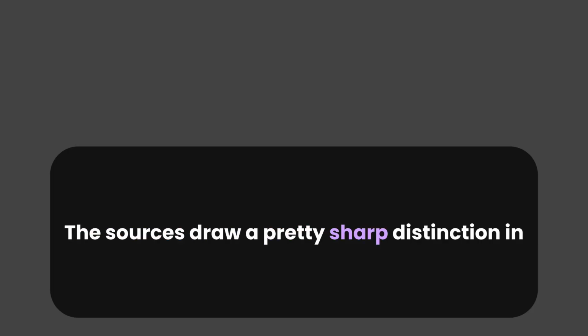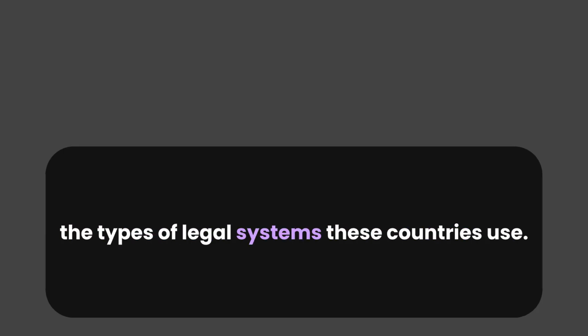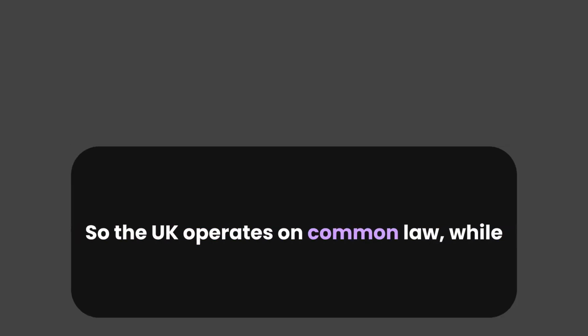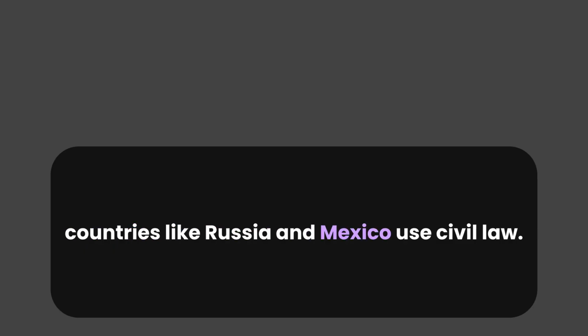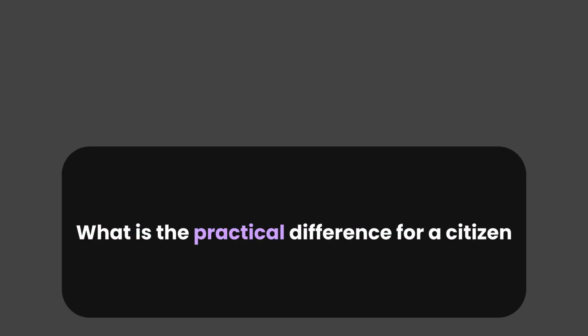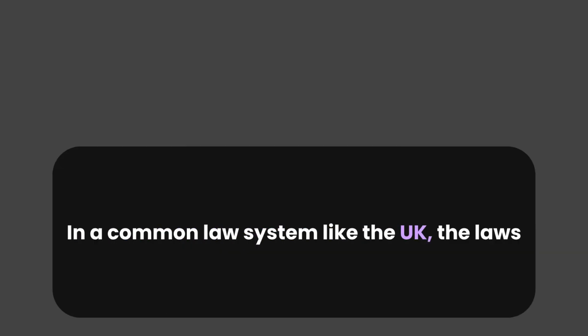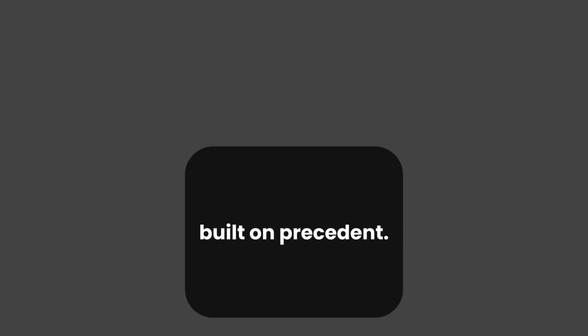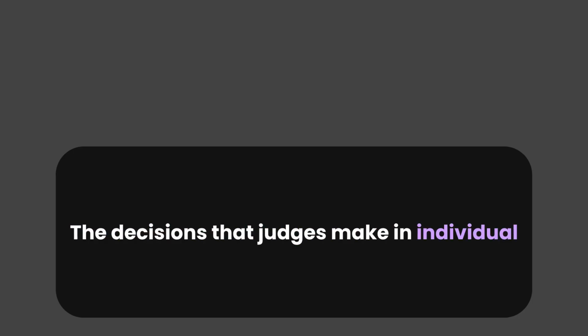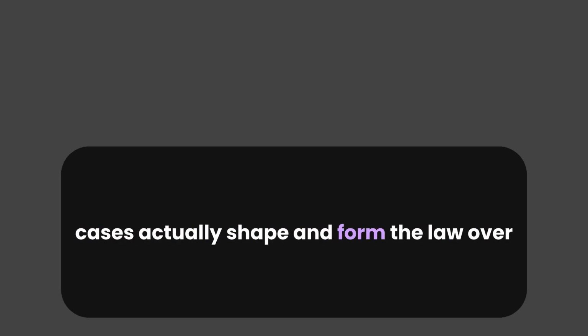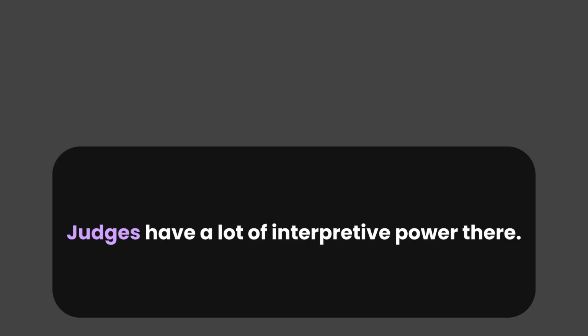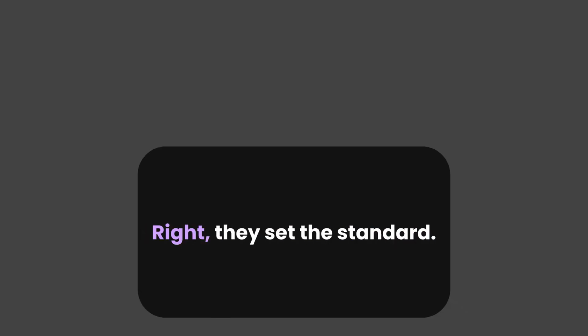The sources draw a pretty sharp distinction in the types of legal systems these countries use. So the UK operates on common law, while countries like Russia and Mexico use civil law. What is the practical difference for a citizen relying on those courts? In a common law system, like the UK, the law is built on precedent. The decisions that judges make in individual cases actually shape and form the law over centuries. Judges have a lot of interpretive power there. Right, they set the standard.